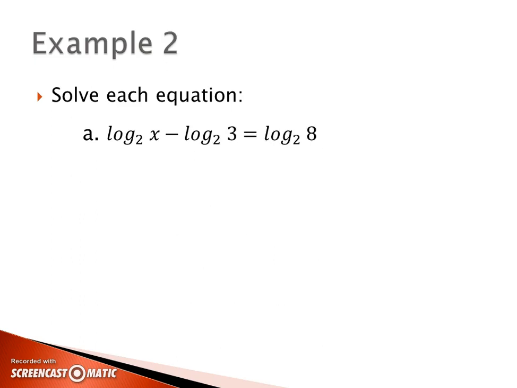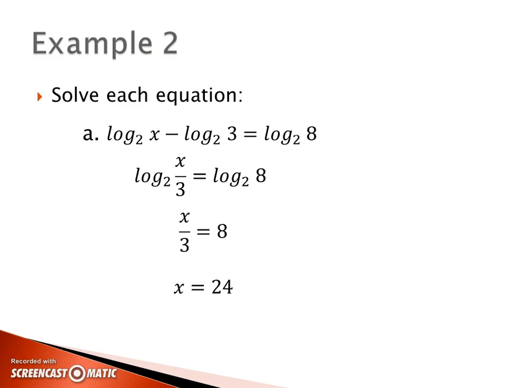All right, our next example, I see minus, meaning we have the quotient property here. We also have the equality property because log base 2 is on both sides of the equal sign. So first we're going to use the quotient property. So log base 2 of x minus log base 2 of 3 is really log base 2 of x divided by 3. Now we can use the equality property, so x over 3 is really equal to 8 because they both have log base 2. To solve for x, we just multiply by 3, so x equals 24.